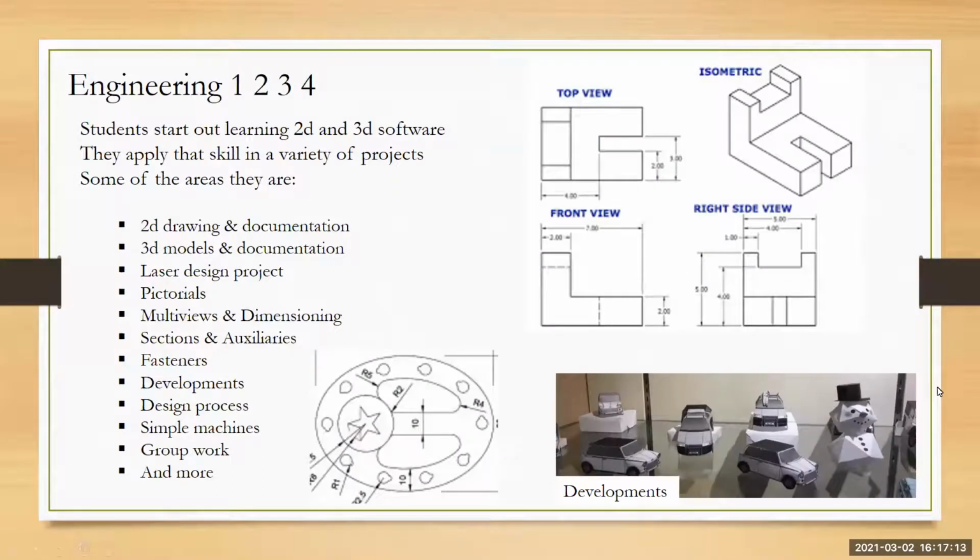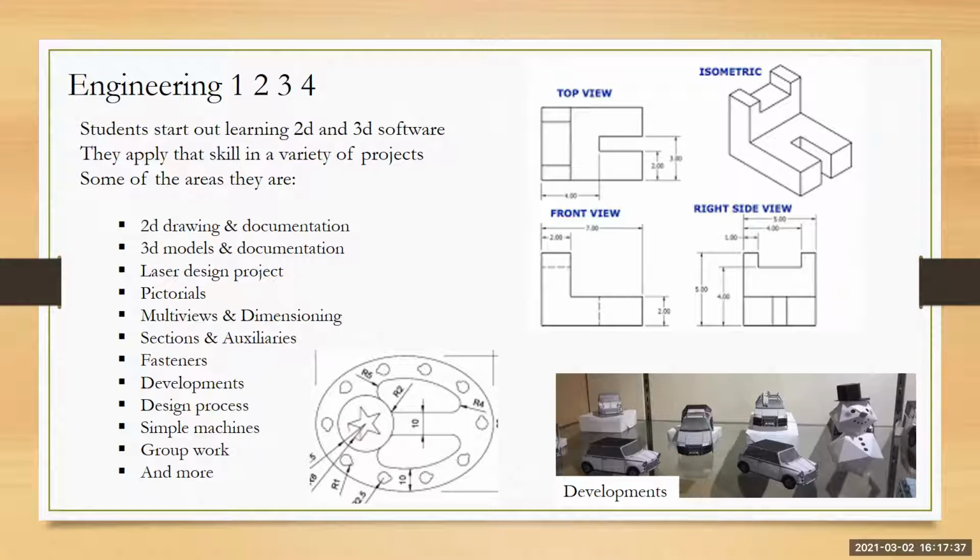Here's a few of the things that we might do in engineering 1 through 4. So we'll start out learning 2D drawings. We'll move our 2D drawings on the computer. We'll move into the 3D software. We'll have an opportunity to use the laser, the 3D printer throughout those 4 classes. Students will design some of their own projects.